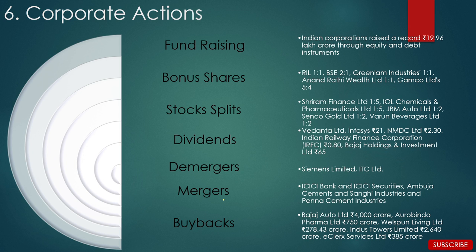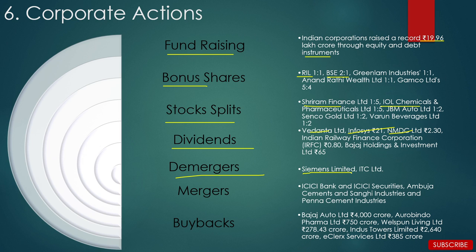Now let's see the major corporate actions. The major corporate actions in the last financial year include fundraising by several Indian corporations, which in total raised a record of around 20 lakh crore through equity and debt instruments, a massive amount of fundraising. Several companies issued bonus shares like RIL, BSE, and so on. Stock splits: several companies participated in that, with Shriram Finance and IO Chemicals, to name a few. Several companies declared dividends: Vedanta, Infosys, NMDC, and a lot more.